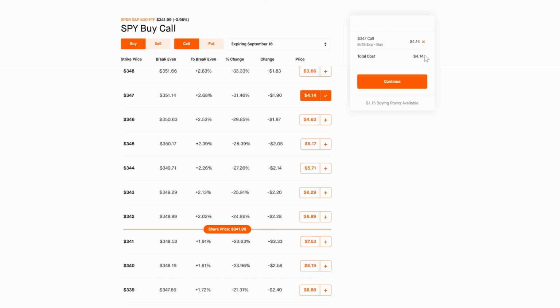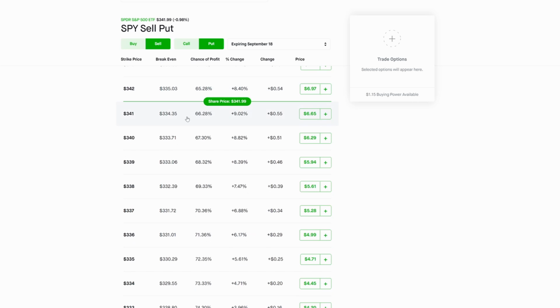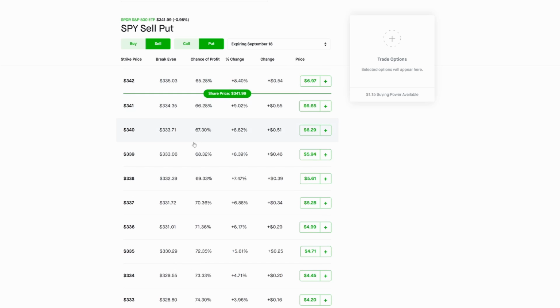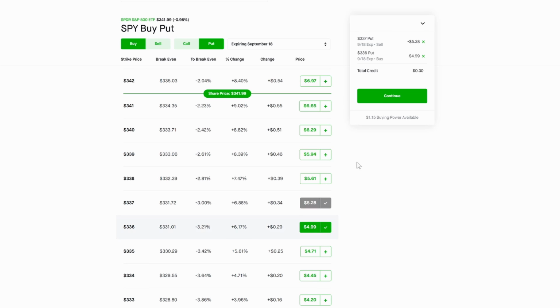To do a put credit spread, you select sell and select put, and you would go for strike prices that are out of the money. So I normally go for the 70%. I would sell the 337, then I will buy something lower, which is the 336, and you would receive 30 cents for that. And as you can see, this should say a put credit spread.